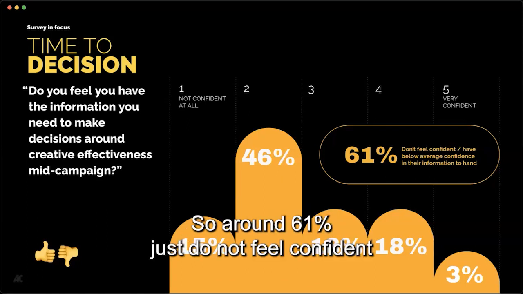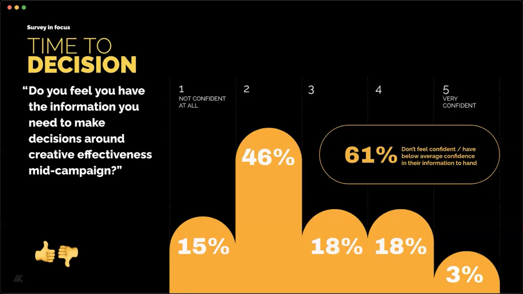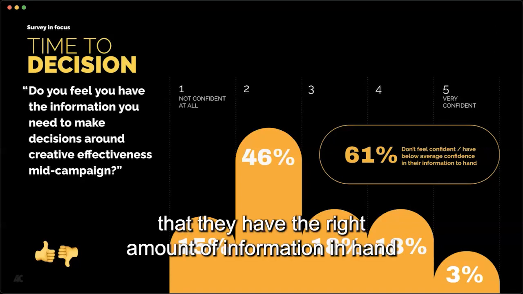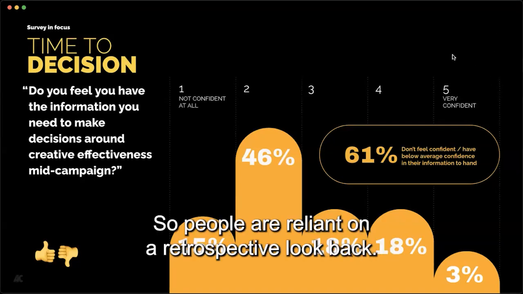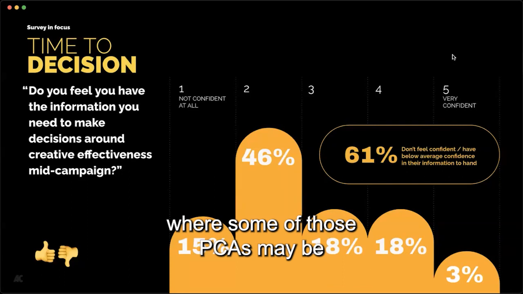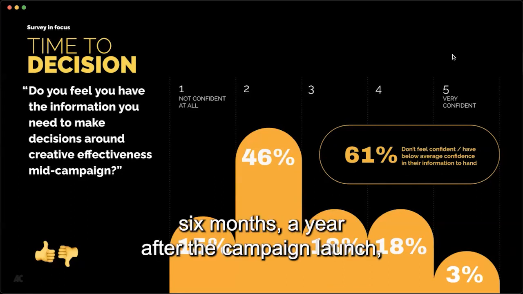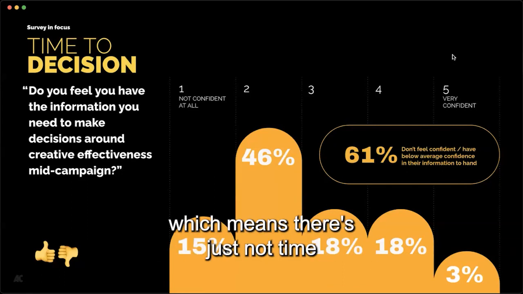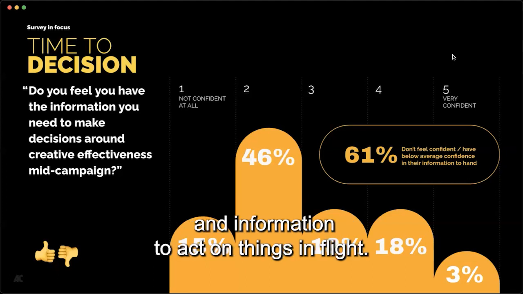So around 61% just do not feel confident that they have the right amount of information in hand to make decisions in flight. So people are relying on that retrospective look back. They're waiting for PCAs. And we've seen instances where some of those PCAs may be 6 months, a year after the campaign launch, which means there's just not time and information to act on things in flight.